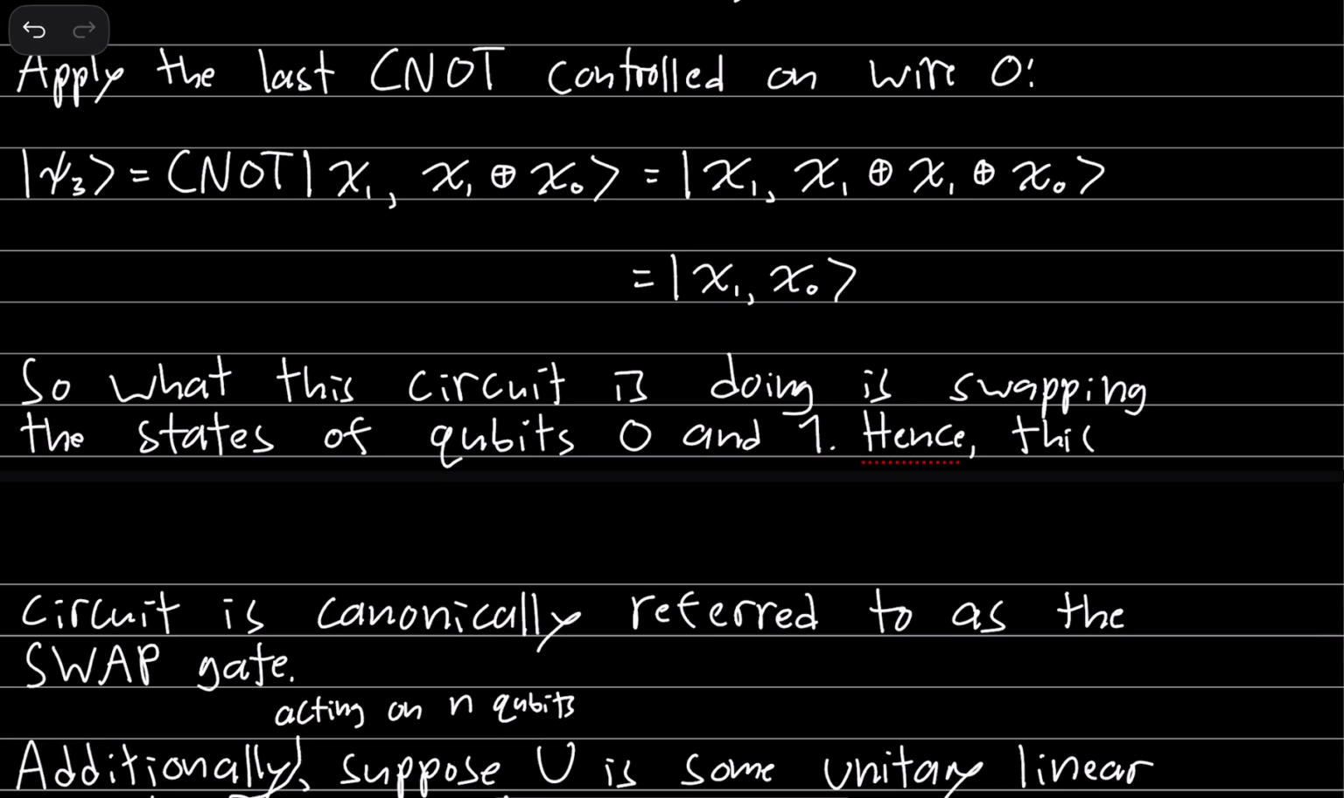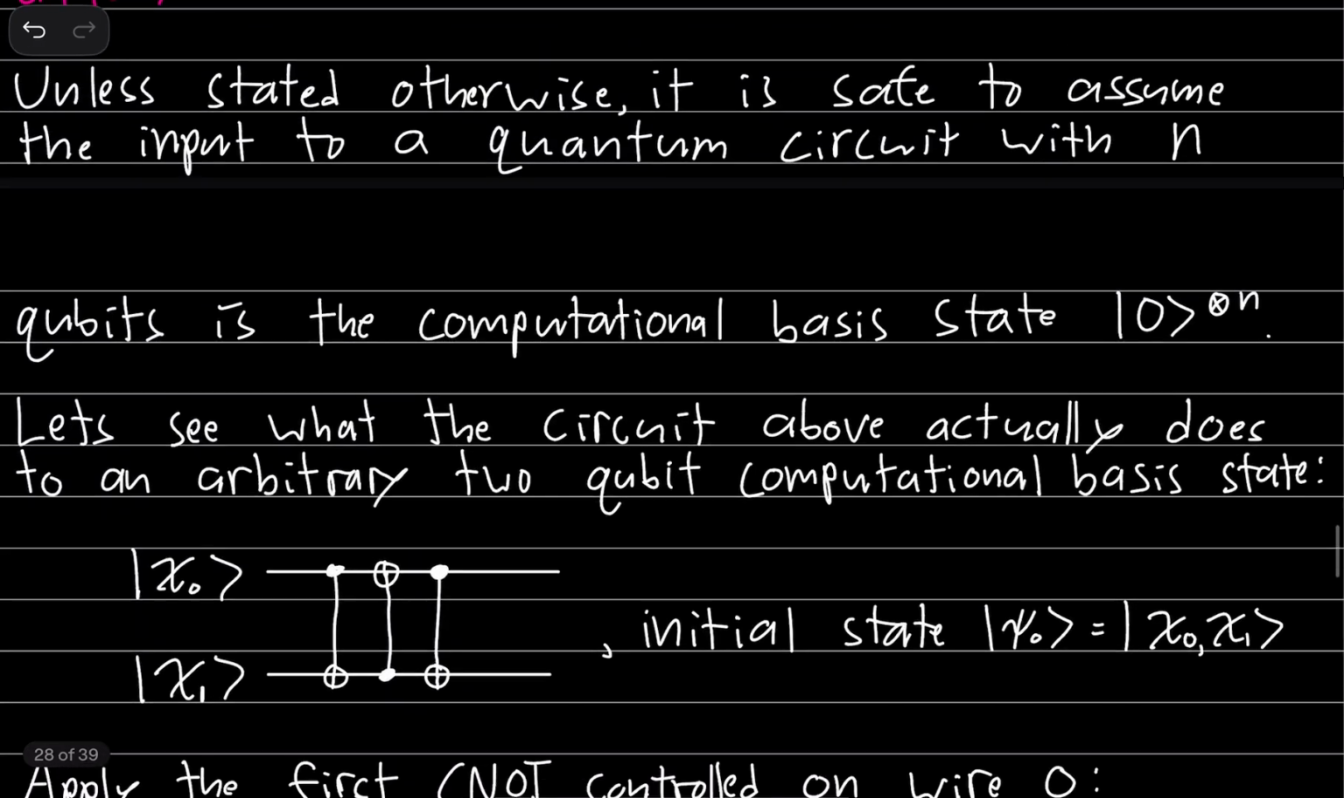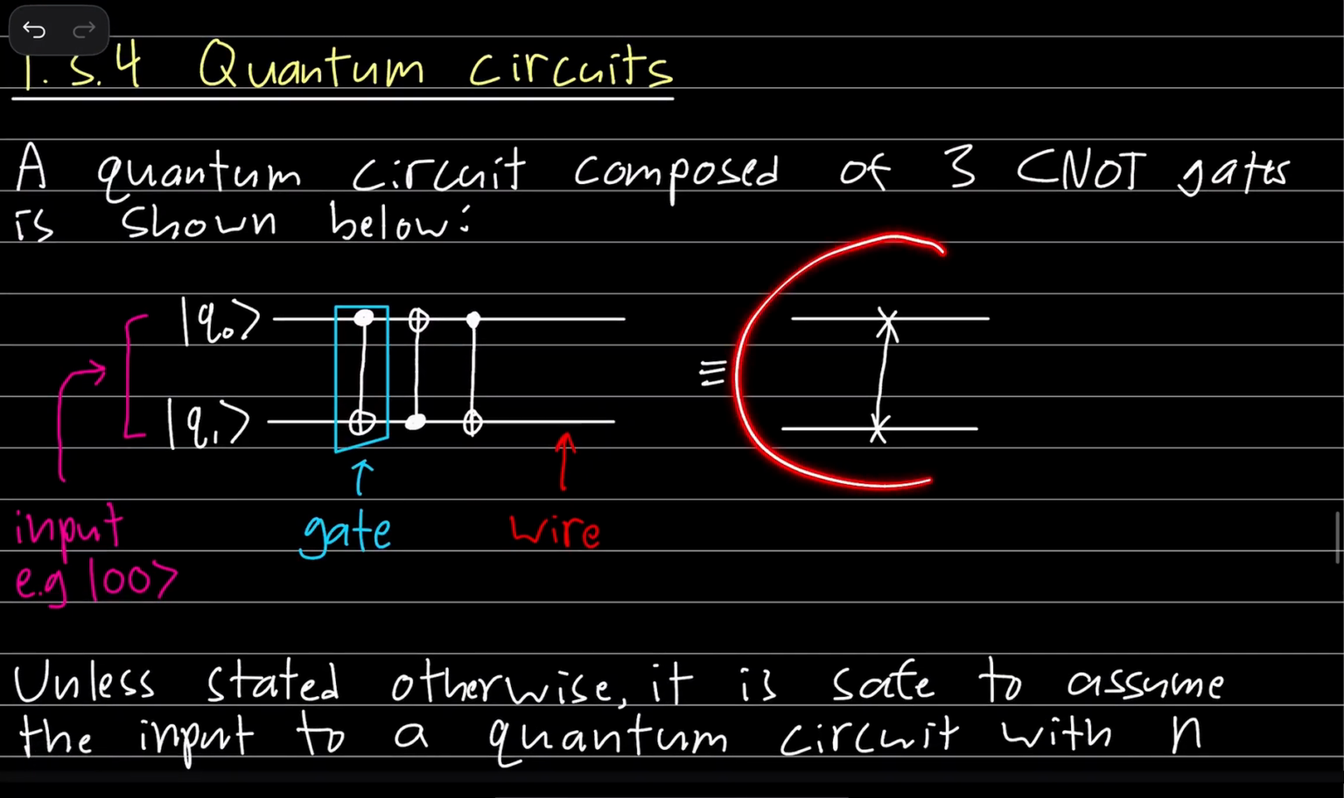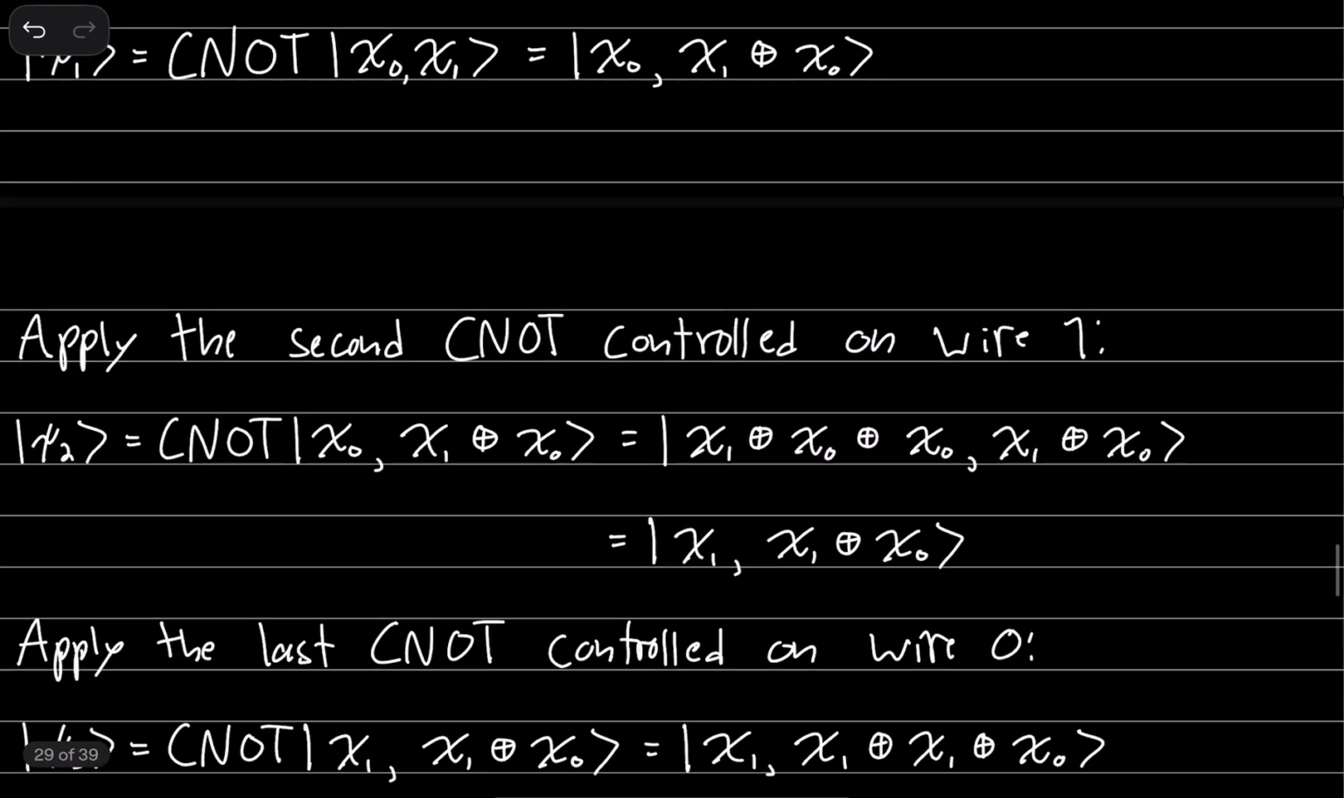So this circuit is canonically referred to as the swap gate right here. And that's exactly what this diagram is here. This is just a simplified version of that, which you'll see in a lot of diagrams in literature.